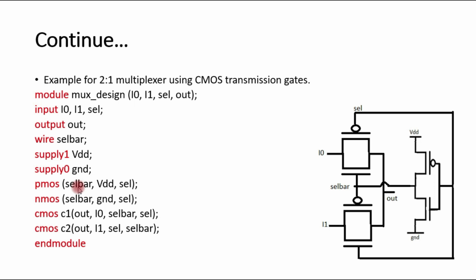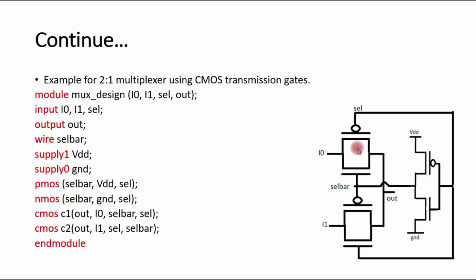PMOS output signal is sel bar, input data is VDD, and control signal is sel. Control signal is gate terminal for PMOS and NMOS devices. Similarly for NMOS device, output terminal is sel bar, input terminal is ground, and gate terminal is sel. So NMOS is sel bar, ground, sel.